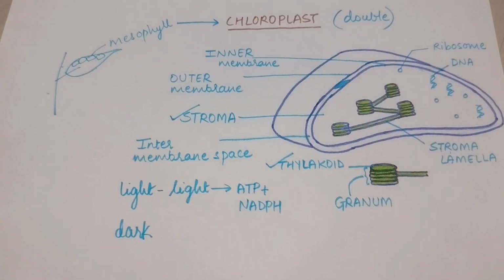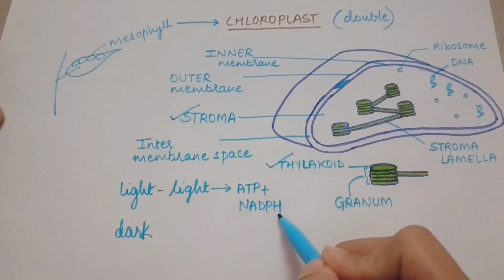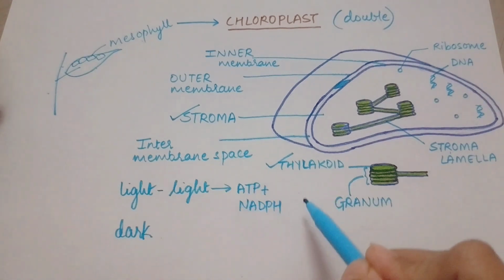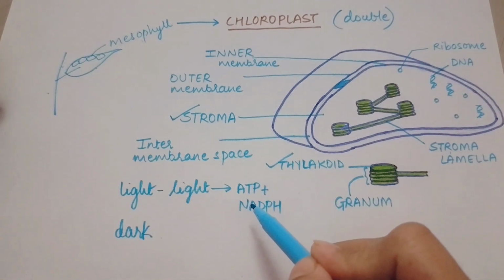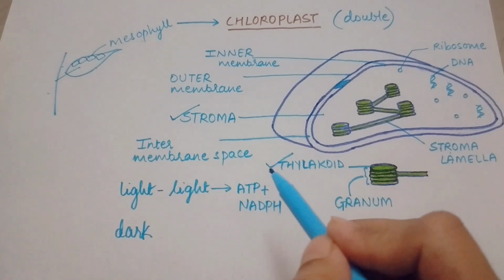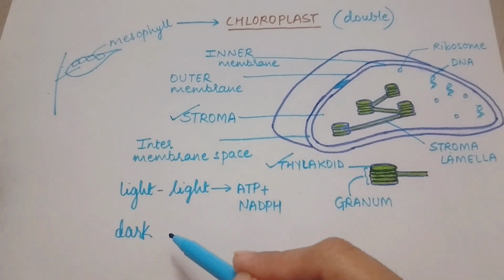NADPH, this is nothing but it is a hydrogen donor. You are going to learn it further in cyclic and non-cyclic photophosphorylation. For now, just remember it is a hydrogen donor. It is going to carry this hydrogen proton and it will help in further cyclic and non-cyclic photophosphorylations. Okay. You are going to learn deep about the role of NADPH in cyclic and non-cyclic photophosphorylation. Here we are just going through a discussion about what light reaction and dark reaction is.